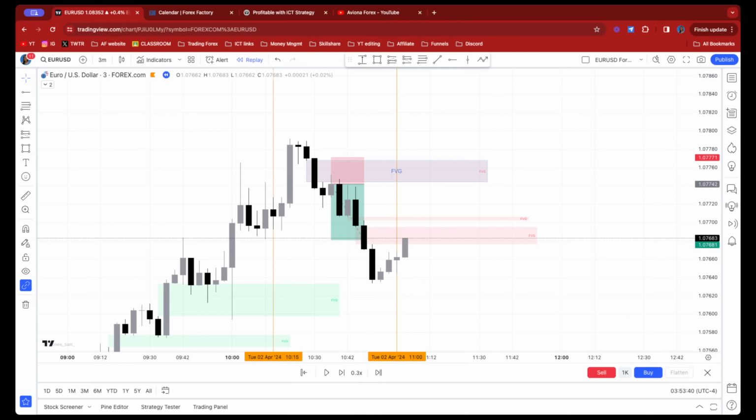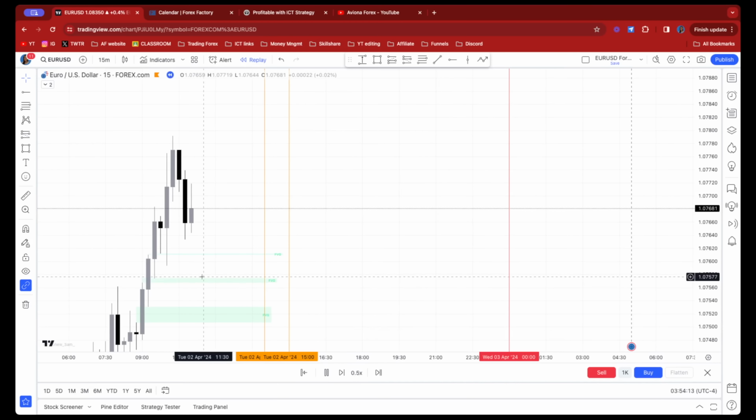Patience always pays off. Okay, let me take away the drawings because we don't need them anymore until the next session, and let's set up for the following session, which is going to be from 2 until 3 p.m. New York local time. I'm going to go here on the 15 minutes time frame and move and enjoy our price movement a little bit faster.